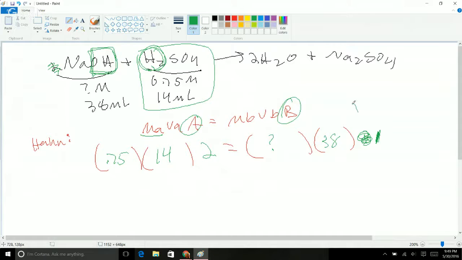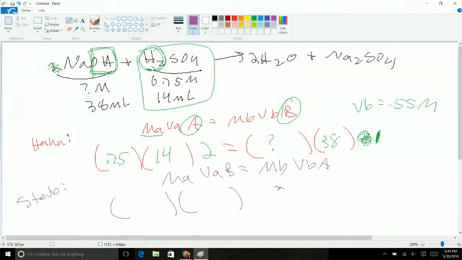MB equals 0.55 molar. Now, if you're going to do it my way, you don't have to, but I'll show you what my way is. My way is MAVAB equals MBVBA, and that's what you see on the equation sheet. Ettinger's is very similar to that. So if you use my way, the numbers are very similar. MA is still 0.75, VA is still 14, MB is still what we want to find, and 38 is still VB. The only difference is the B and the A.